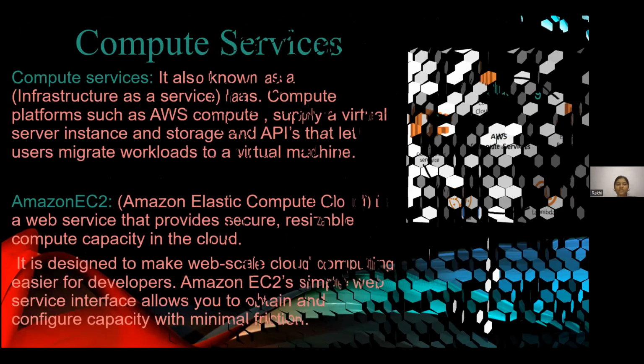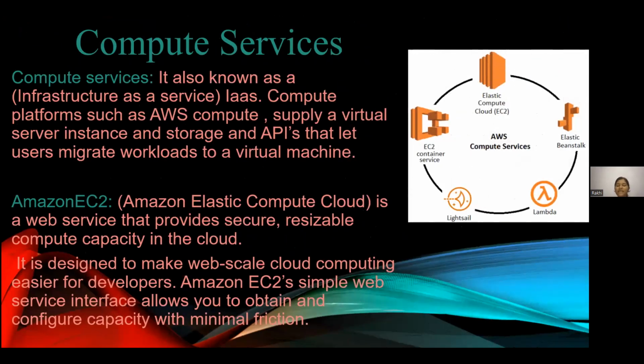First is compute services. It is also known as infrastructure as a service. Compute platforms such as AWS Compute supply virtual server instances, storage, and APIs that let users migrate workloads to a virtual machine. These are the compute services: Elastic Compute Cloud, EC2 Container Service, Lightsail, Lambda, Elastic Beanstalk. So we only talk about Amazon EC2.